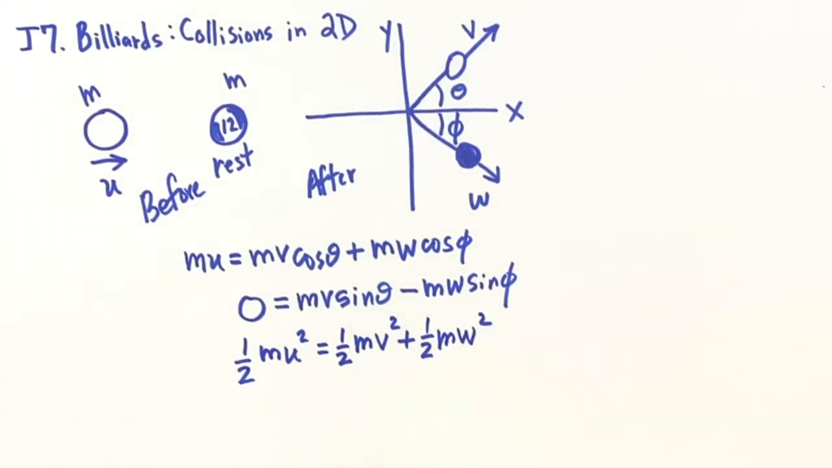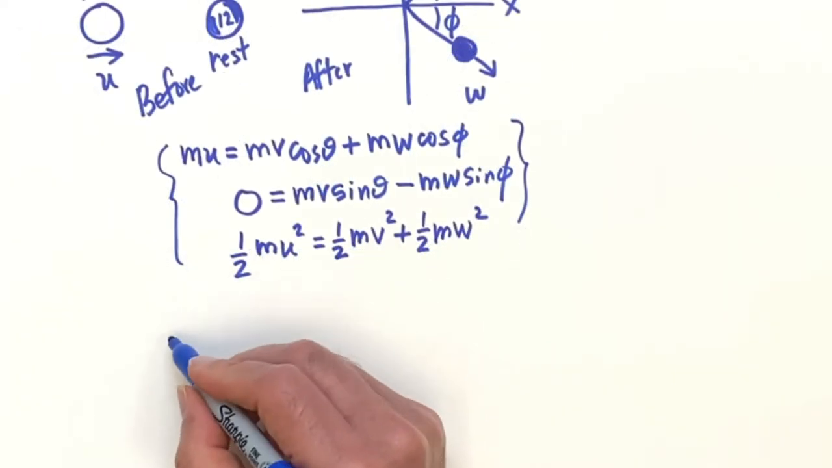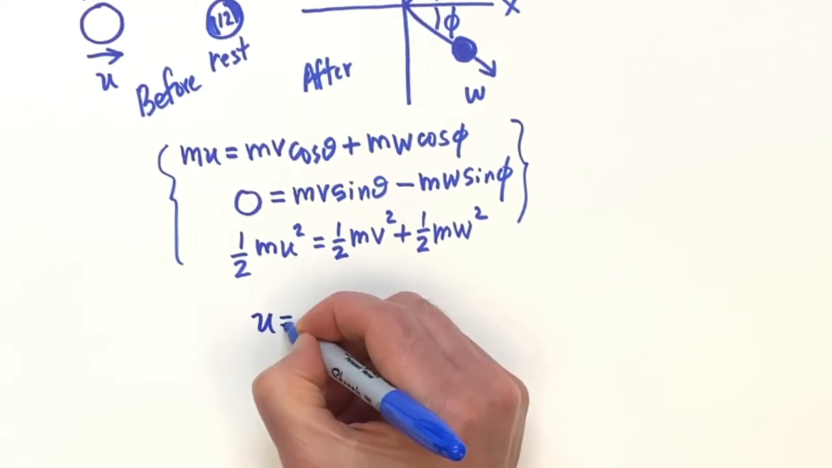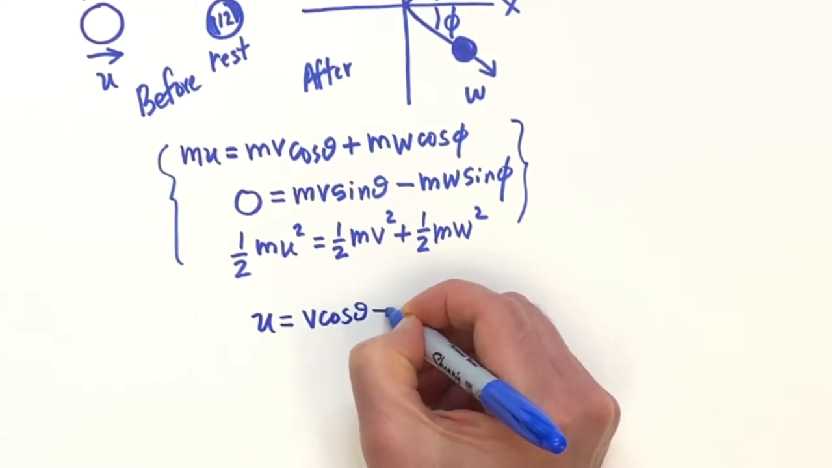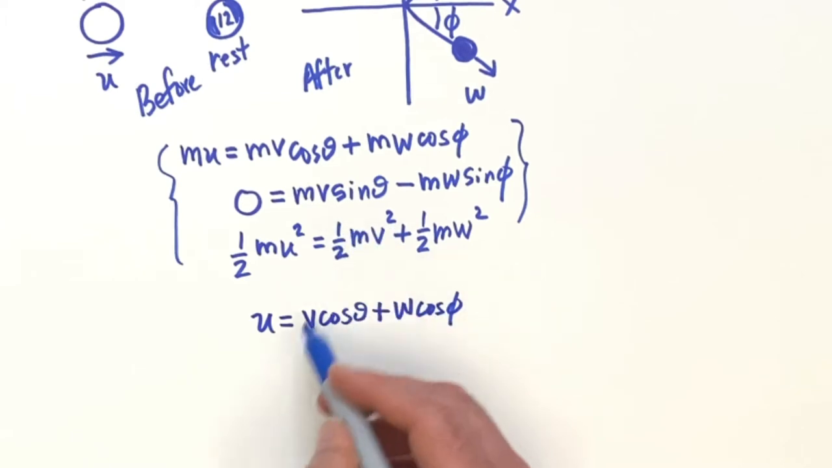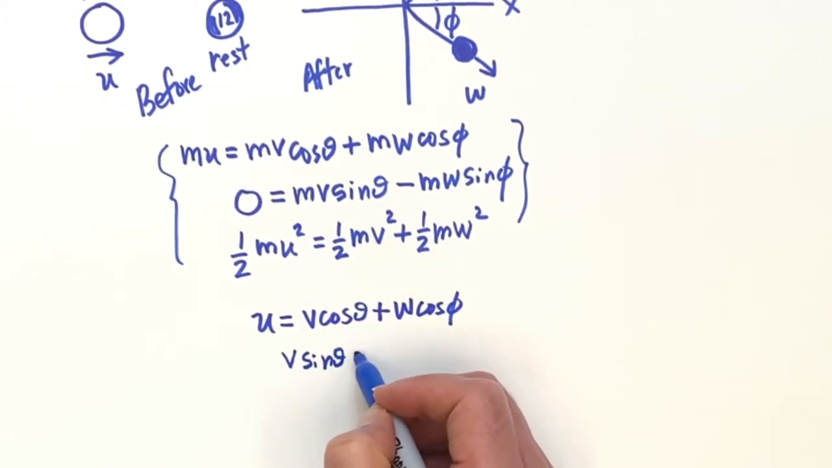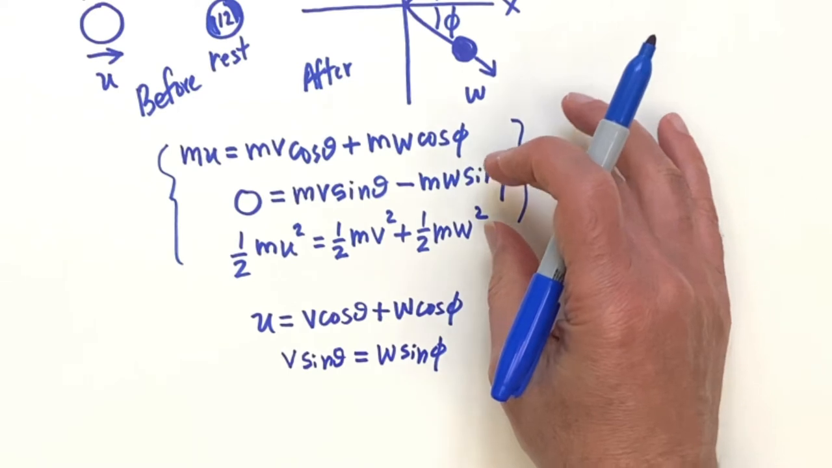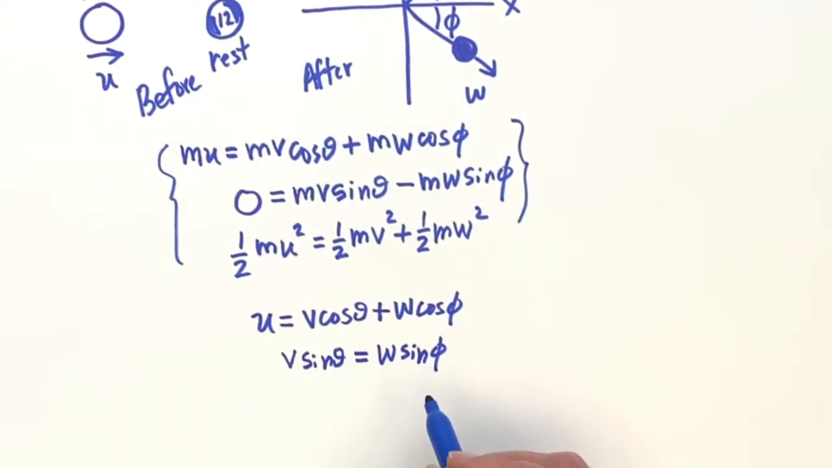Now we can get these three equations a little bit cleaned up by watching the m's go out everywhere. So the first equation is simply u is v cosine of theta plus w cosine of phi. And then here I'm going to write v sine of theta equal to w sine of phi. The m's go out, and then I could bring one of these on the other side of the equation. So we have that equality. Here, the 1/2 and the m goes out. So u squared is v squared plus w squared.